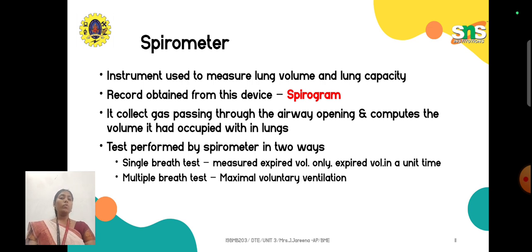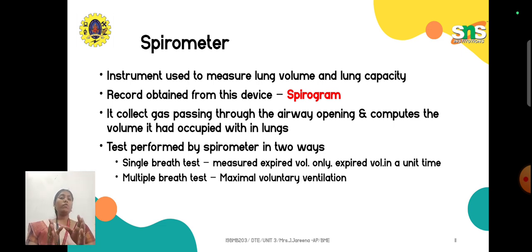And the output which you are getting from this spirometer is called spirogram, like ECG, EMG, the graph which you are getting out of that experiment or instrument, they used to call gram, right? So here also the word ends with gram, which is nothing but the record which you are getting from the spirometer. So it's called a spirogram. It's a very basic and traditional method which is used to measure lung volume and lung capacity.